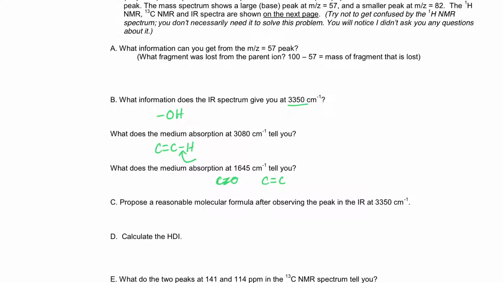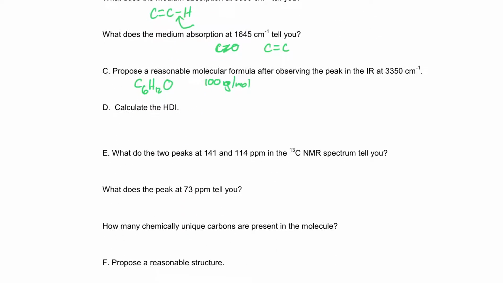All right, so we already came up with a formula. We did observe the peak at 3350, so the formula is C6H12O, and we knew that because we knew that the mass was 100 grams per mole. Then we're asked to calculate the HDI. 6 carbons times 2 plus 2 minus 12 hydrogens. Oxygens don't count, divided by 2. This equals 12 plus 2 is 14, minus 12 is 2, 2 over 2 is 1. I have 1 HDI, so 1 ring or pi bond.